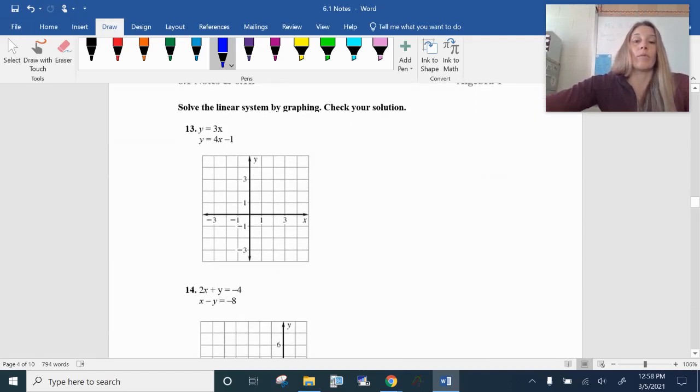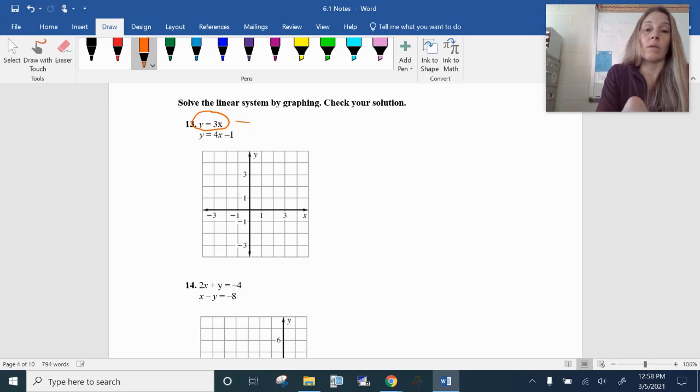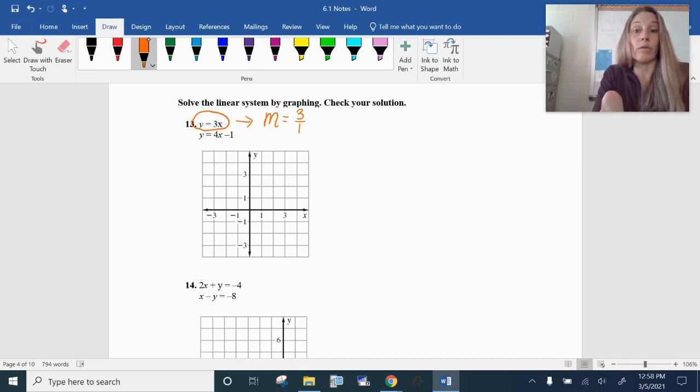Okay, let's try a couple more. All right, now this one's already set up for us in y equals mx plus b, just to make it nice and easy for us. So the first one, our slope, remember, is always the number in front of the x. So in this case, it's positive 3, which I could put over 1. And I don't see a y-intercept there, which means it's actually 0.